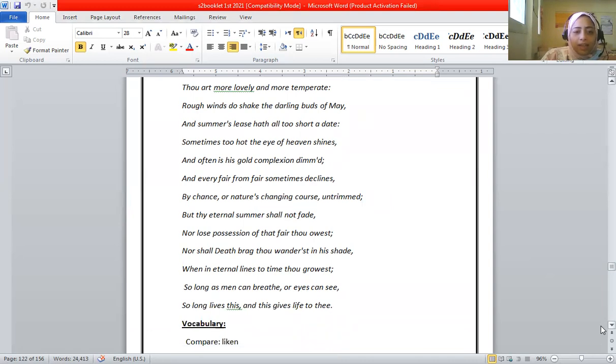But thy eternal summer shall not fade. Now we talk about your eternal summer. He means summer is something good, something beautiful. So summer is eternal. You will never change, you will never lose your beauty at all. You will stay beautiful forever. He is telling her that time shall not change you, you will stay pretty forever.